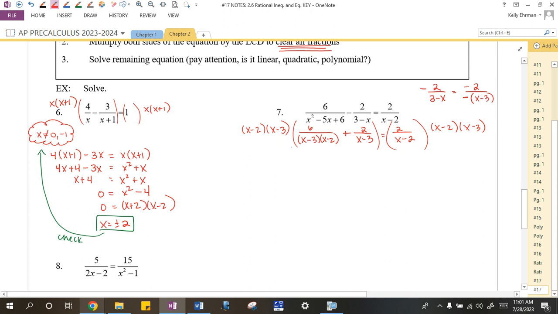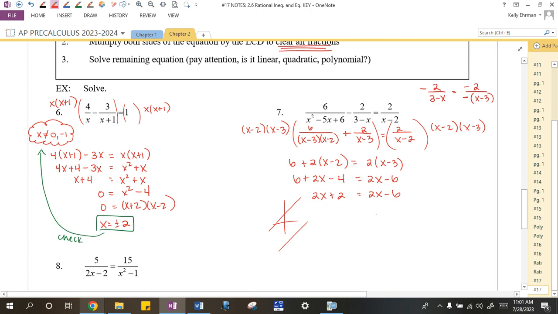And on this first term, the whole denominator cancels. You get 6. Then you're going to get plus 2 times just the x minus 2. And that equals 2 times just the x minus 3. And this is going to be a nice linear equation to solve. I'm getting 2x plus 2 equals 2x minus 6. Are those two things ever going to be equal? Think about those lines. Is this line ever going to cross with this line? They have the same slope. They have different y-intercepts. There is no solution to this.